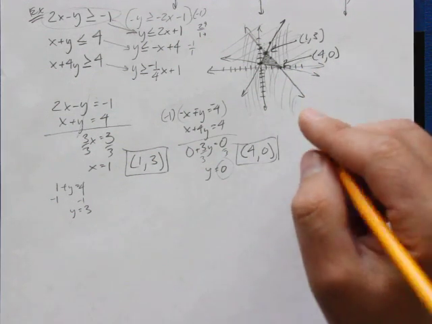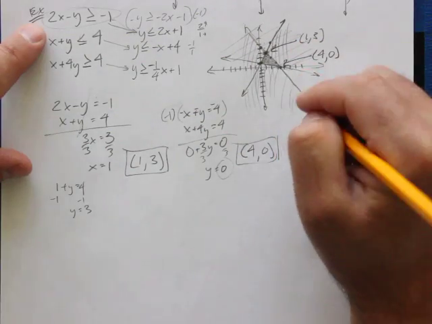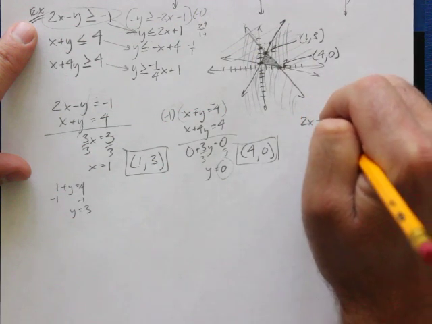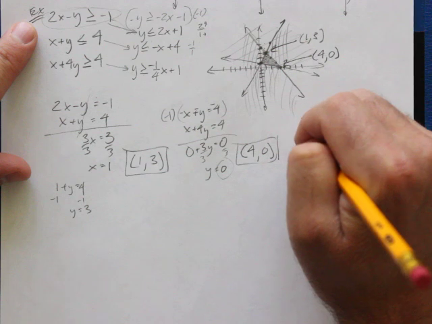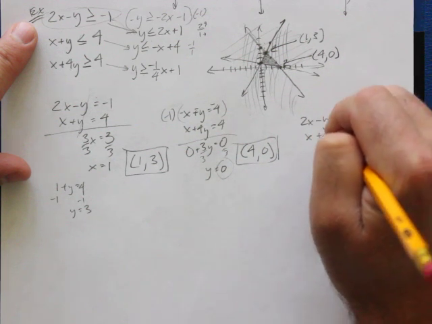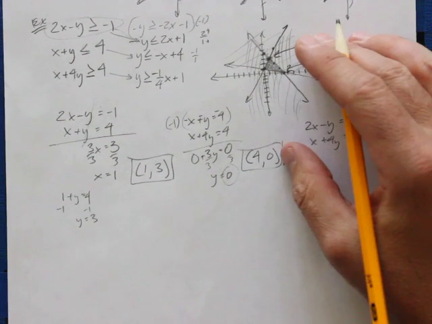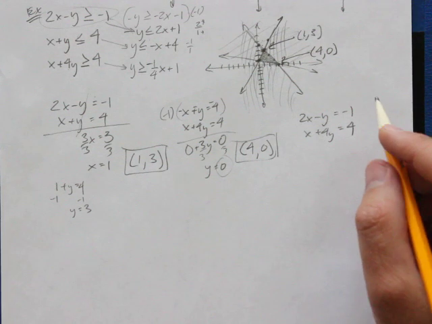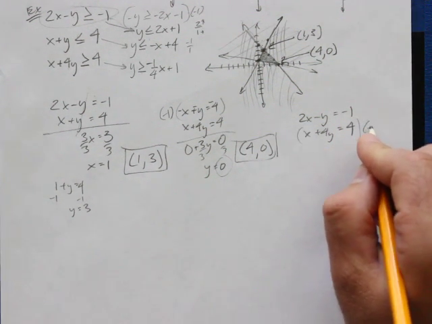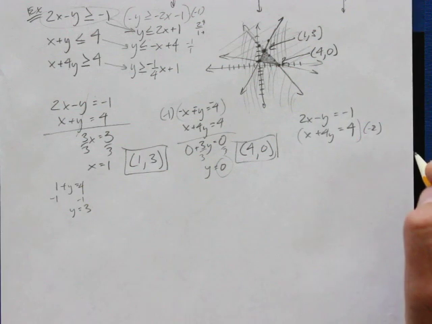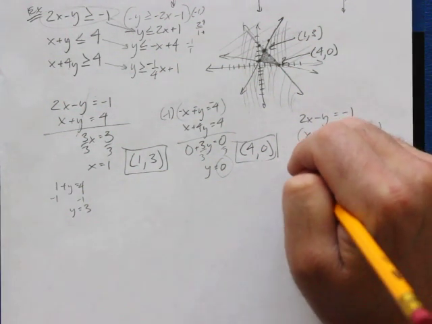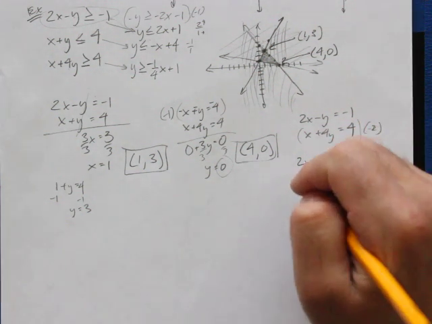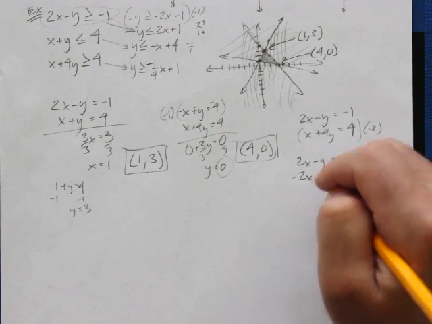Now let's look at the next one, which I'm going to have to do the first and the third. So 2x minus y equals -1, and x plus 4y equals 4. I'm going to multiply the bottom by -2. And I'm just going to rewrite the whole thing just to make it a little bit easier. So 2x minus y equals -1. -2 times x is -2x minus 8y.